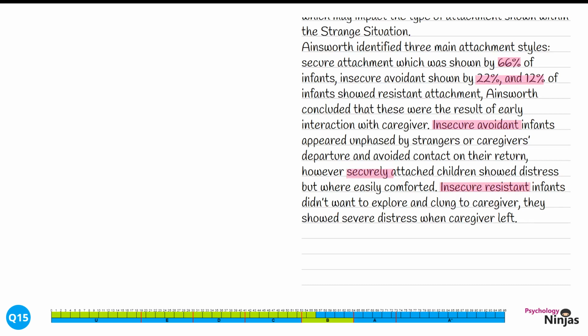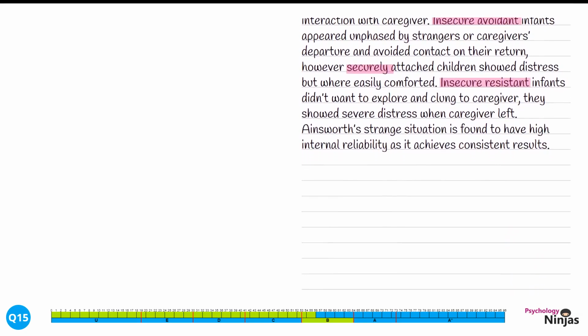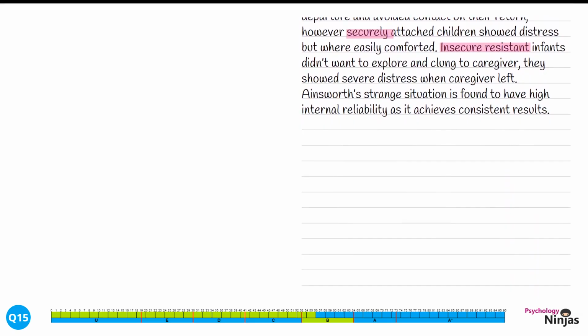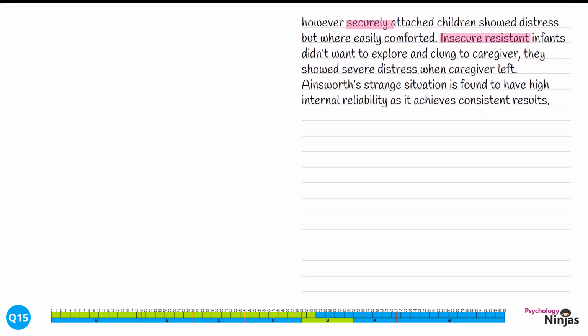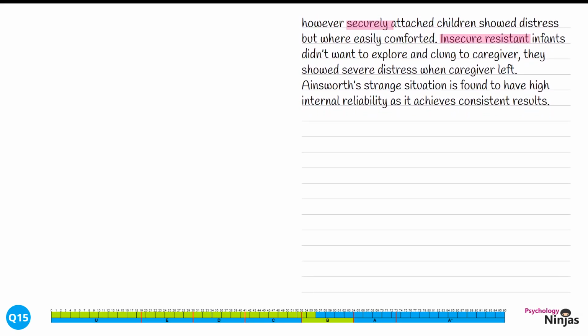We're going to continue our evaluation of the strange situation talking about reliability. Ainsworth's strange situation is found to have high internal reliability as it achieves consistent results. When we're talking about internal reliability, we're talking about the consistency inside the study, that the experiences are the same for every participant. We're going to explain our point by giving some specific details.